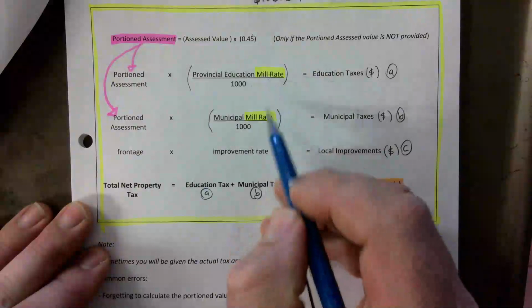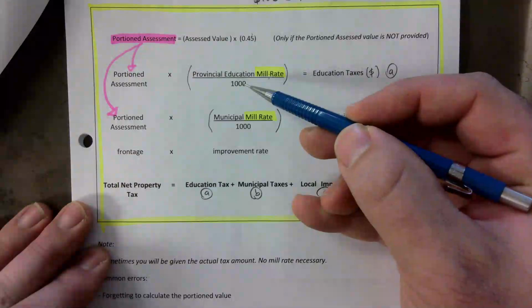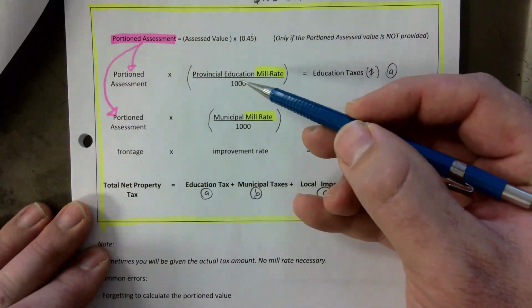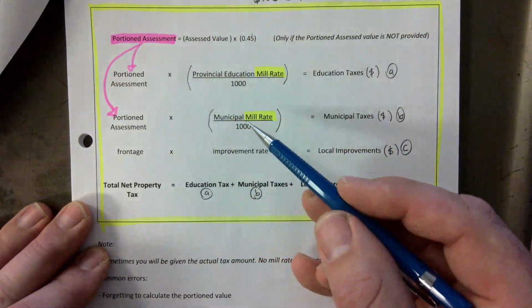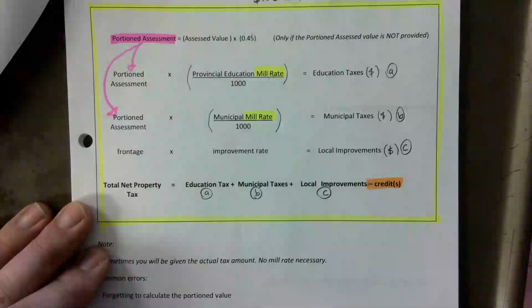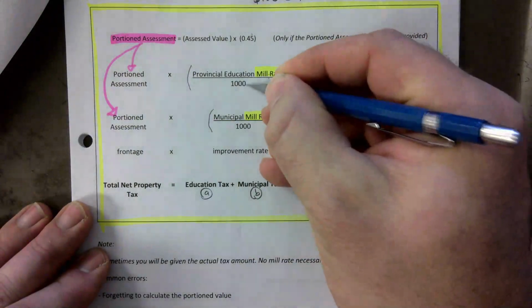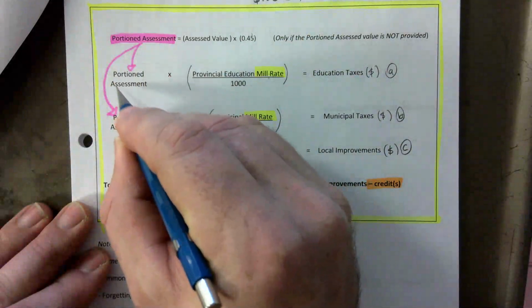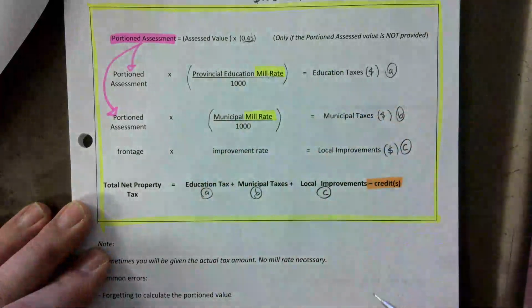There will be mill rates mentioned, okay? If there are mill rates, you need to divide them by 1,000, and then you multiply it by the portioned assessed value. In this case, I only show you 2 mill rates, but there have been instances where there are 3 mill rates. You would still do the same thing. You divide it by 1,000 and multiply it by the portioned assessed value. It's 45% of the entire value.